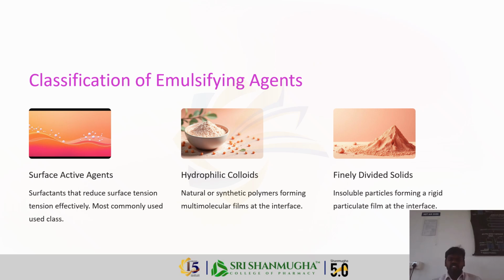Now, classification of emulsifying agents: surface active agents, hydrophilic colloids, and finely divided solids. Surface active agents are surfactants that reduce surface tension effectively, the most commonly used class. Hydrophilic colloids are natural or synthetic polymers forming multimolecular films at the interface. Finely divided solids are insoluble particles forming a rigid particulate film at the interface.